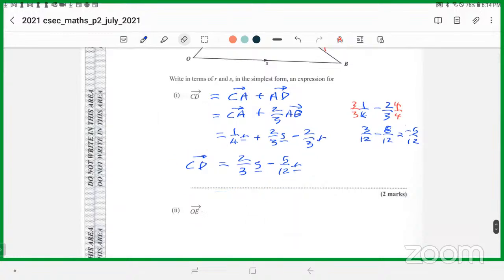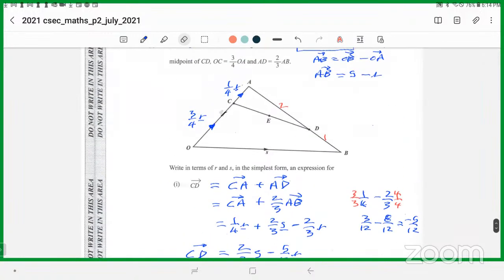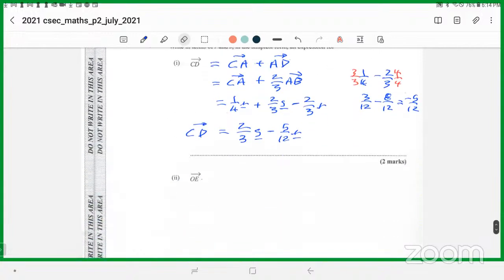But tell me, we're going to find the CE, knowing that this is the midpoint. This is the midpoint of CD. So talk to me now. Come on. Not one student in the class? The question is asking for OE.